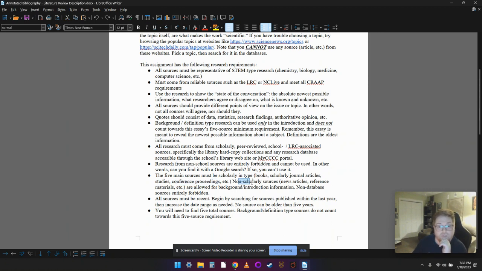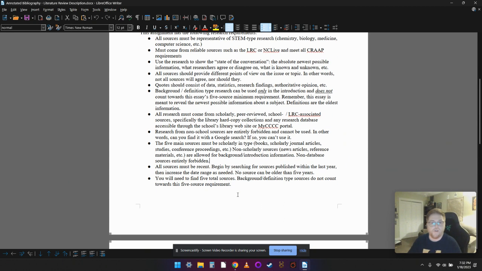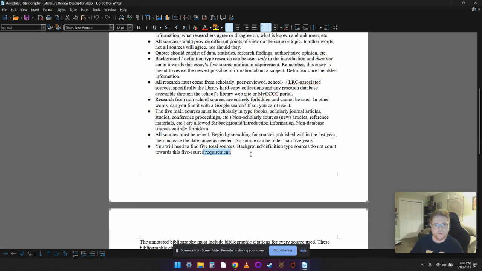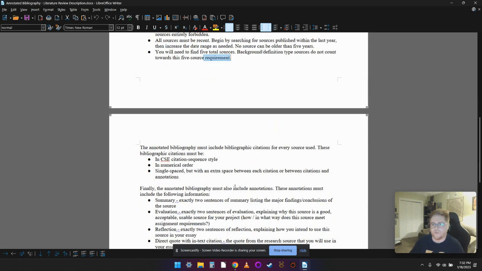But non-scholarly sources like news articles and reference materials cannot be used as part of your 5 main sources. So again, background, definition, reference, stuff like that: introduction, not part of the 5. And then they all need to be recent, and 5 years is going to be our max for this. So 5 total. And those are the requirements for the sources. Topics up to you. Just make sure that the sources themselves are scholarly journal articles.